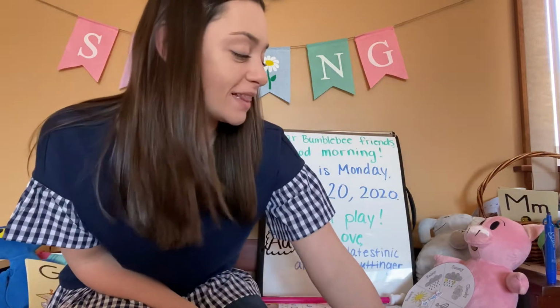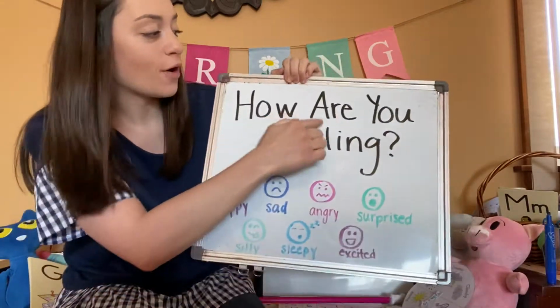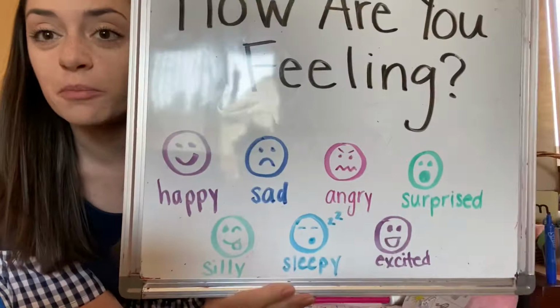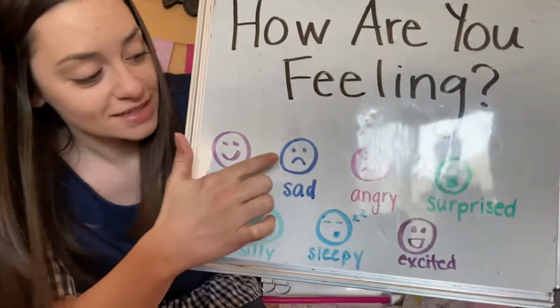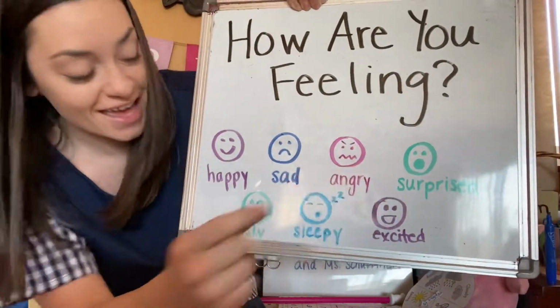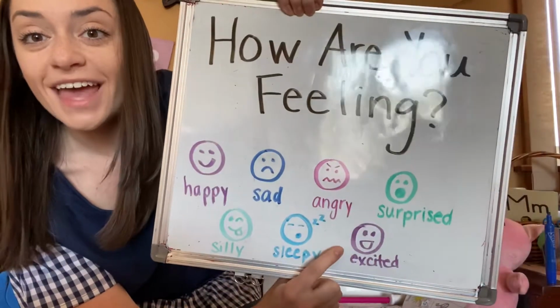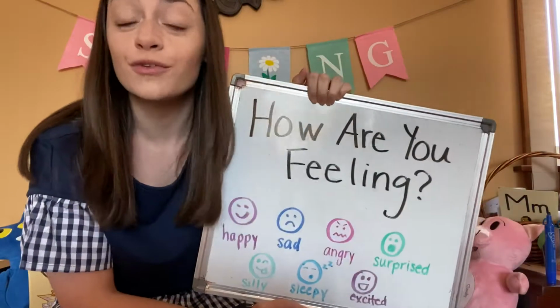So I just wanted to do a little check-in, and I would like to know, how are you feeling? How are you feeling today? So let's take a look at the different emotions that I drew at the bottom. We have happy, sad, angry, surprised, silly, sleepy, and excited. So maybe in the comments below, you could let us know how you're feeling today.